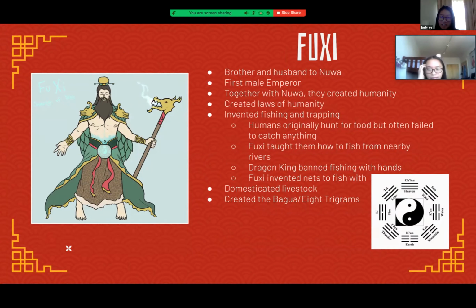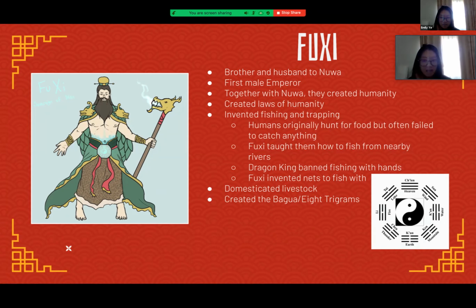Like we mentioned on the last slide, Fushi is the brother and husband to Nua, and Fushi is one of the most beloved deities who greatly care about the humans and also set the laws of humanity. In the beginning, there was no moral code or social order, and Fushi united men and women, regulated the five stages of change, and laid down the laws of humanity.